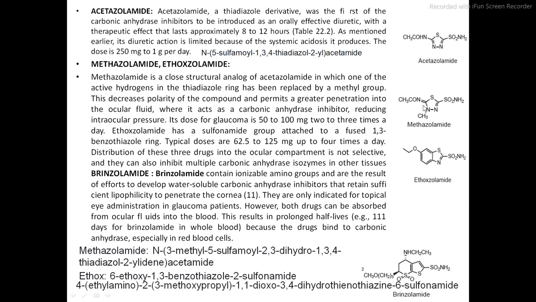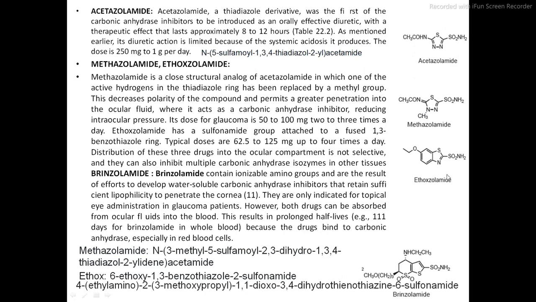But if there is a double bond, then at that time we cannot say it is 2-yl. So we say it is 2-ylidene, because there is a double bond, alkylidene. Okay, so it is 2-ylidene. Keep in mind these minor things. So 2-ylidene, and the remaining portion is the acetamide. Okay, so this is all about methazolamide.